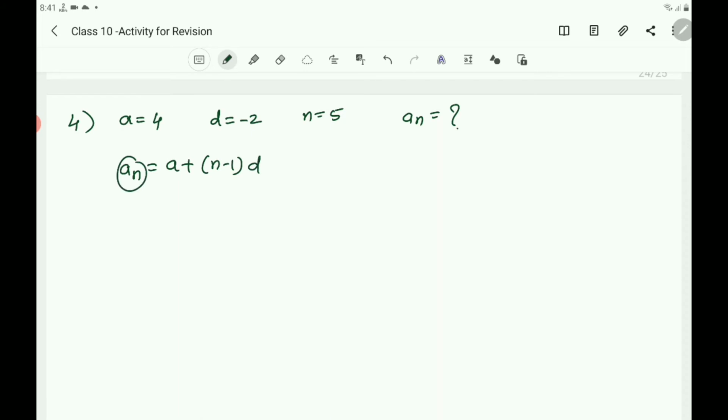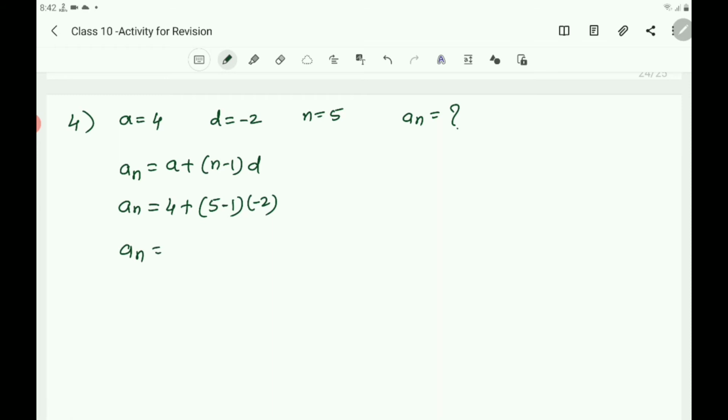Here an is not given. So we have to find out. an equals. You write an is to be found out, so you write it an only. a is 4. Plus n is given, that is 5. In the place of n you write 5. Minus 1. d is given, that is minus 2.